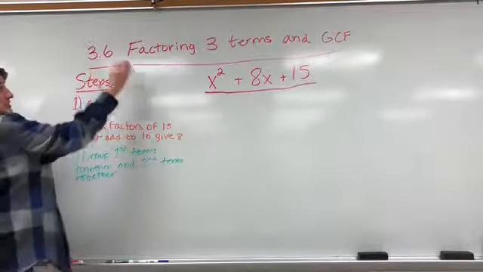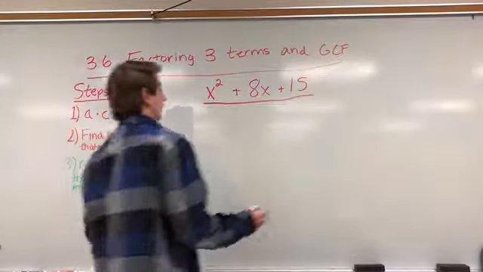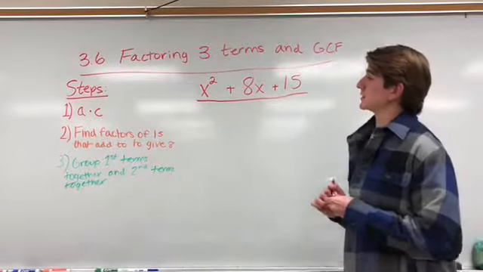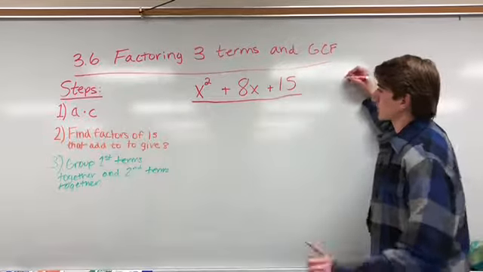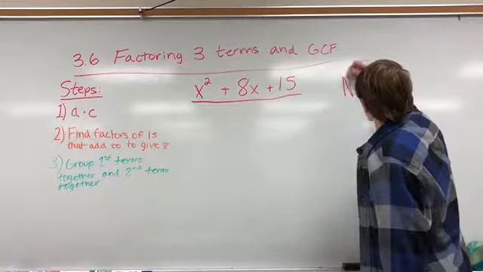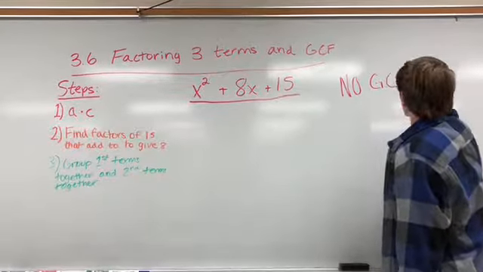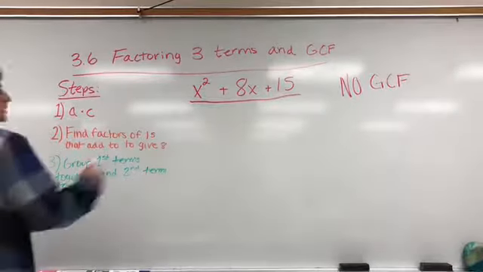Alright, so we're doing 3.6, factoring three terms in a GCF. Looking at our first problem, x squared plus 8x plus 15, we can identify there's no GCF because none of these three terms can be factored by a common factor. So no GCF, which leads us to our first step, a times c.